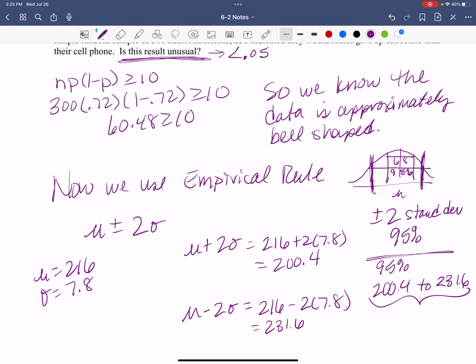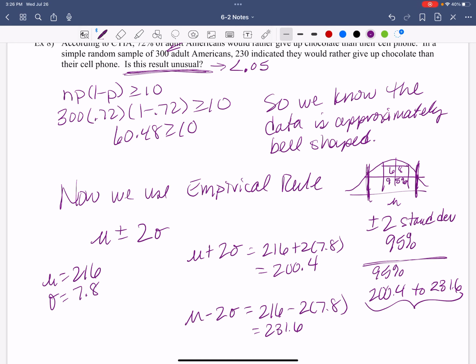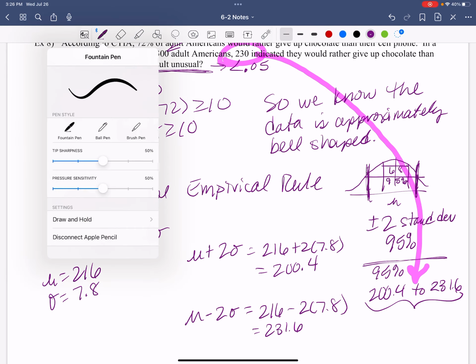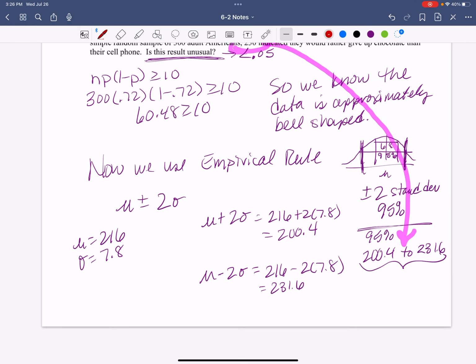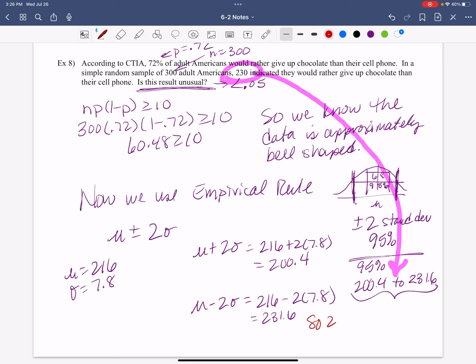Here's my question. Is 230 part of that? Yes. Do you see that? So 230, does that fit in my interval? Yes, so it's not above or below, right? So it's within that interval, that 95%. So it is not unusual. So 230 is not unusual because it's within that interval.